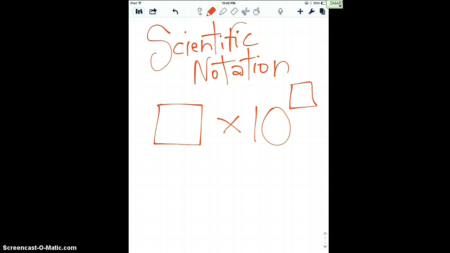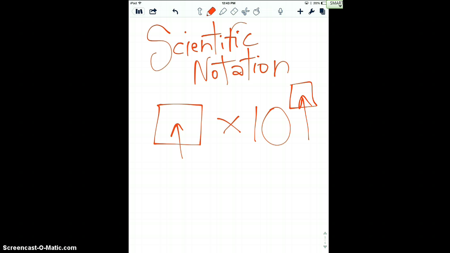So remembering that this number here needs to be 1 or more, but less than 10. And this number here needs to be an integer, which means it needs to be a whole number, or a whole number's opposite, or maybe 0. Okay? All right, so let's try some of these things.